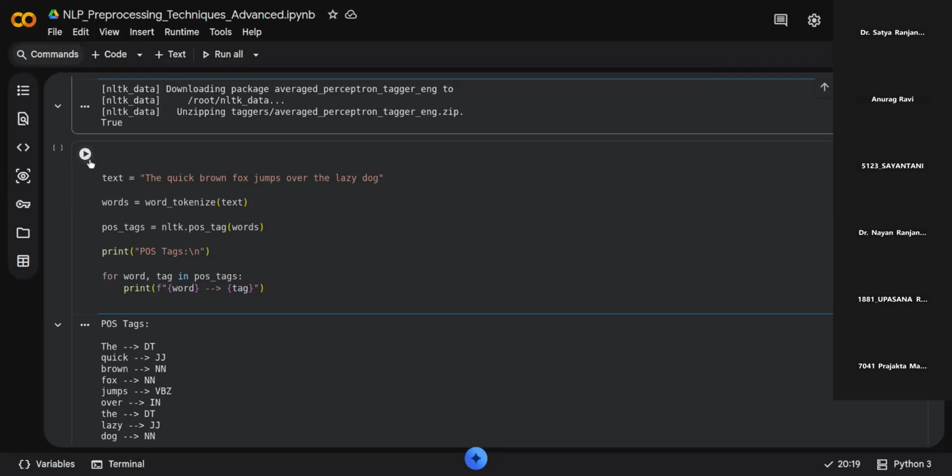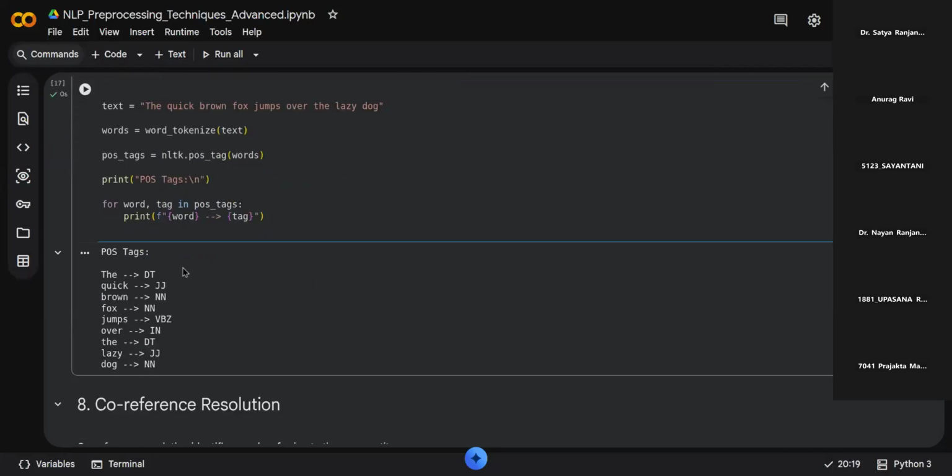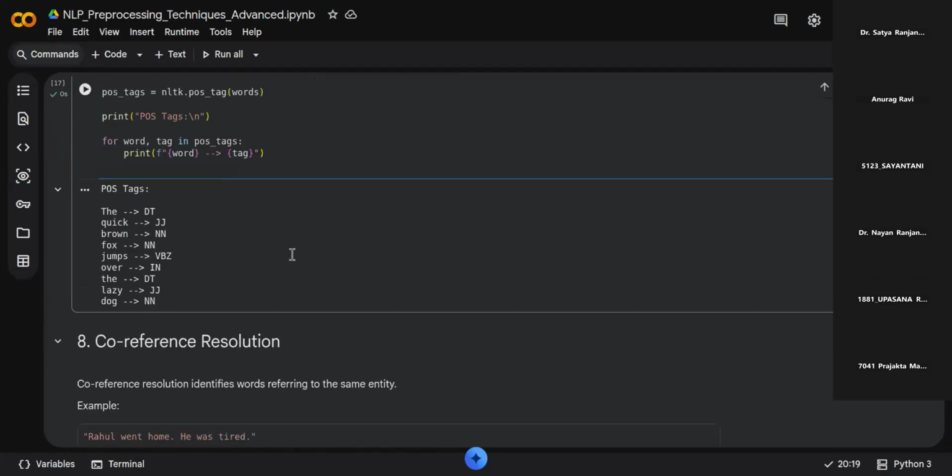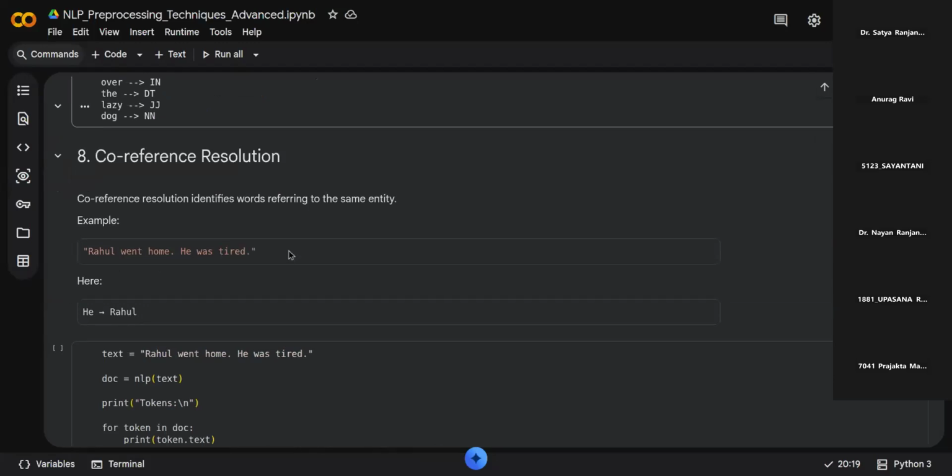When you print it, you see the is DT, quick is JJ, brown is noun, fox is noun, jumps is verb, over is preposition, the is again determiner, lazy is again adjective, dog is again noun. So easily and quickly it can identify the POS tag. We can do it using nltk.pos_tag. Is it okay?